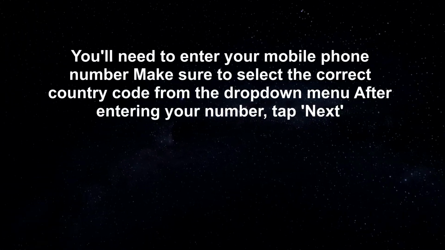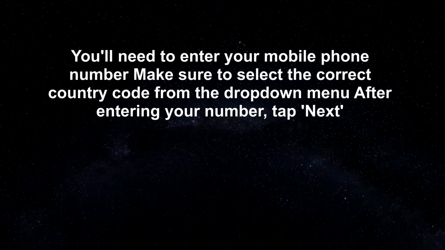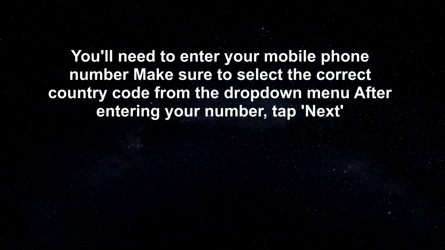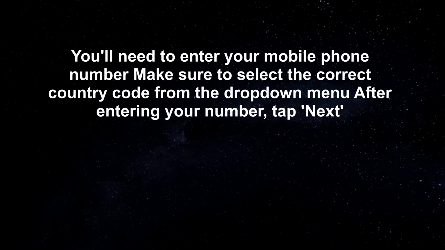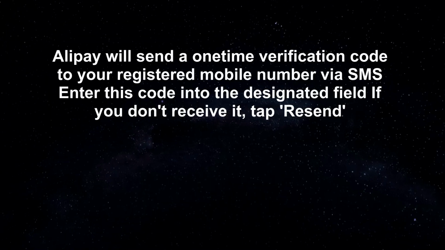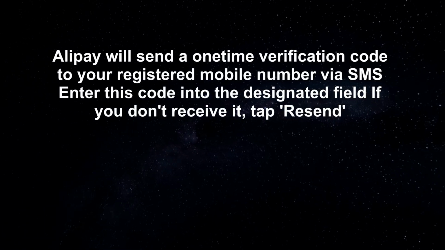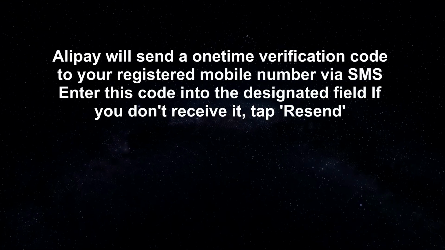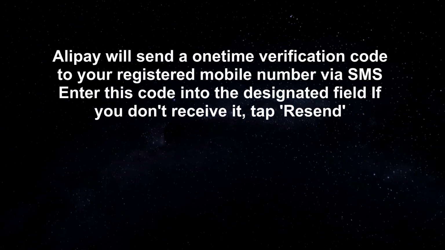You'll need to enter your mobile phone number. Make sure to select the correct country code from the drop-down menu. After entering your number, tap Next. Alipay will send a one-time verification code to your registered mobile number via SMS. Enter this code into the designated field. If you don't receive it, tap Resend.